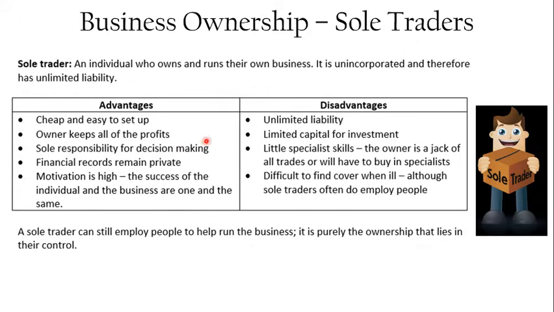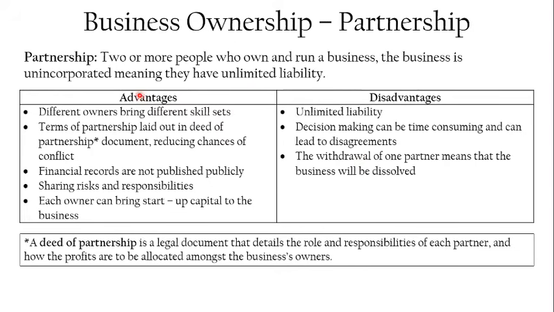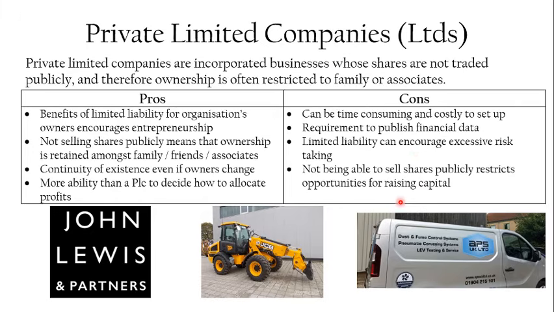Businesses can be owned as sole traders, where the owner gets to make all the decisions and keep all the profit, but they have unlimited liability and kind of limited skills and capital. Partnership is when two or more people run a business, so we get more skills in the business, we get a bit of cover to help us out if we're ill or something, but we've still got unlimited liability, and there's more chance of arguments, obviously. In a private limited company, these businesses benefit from limited liability.